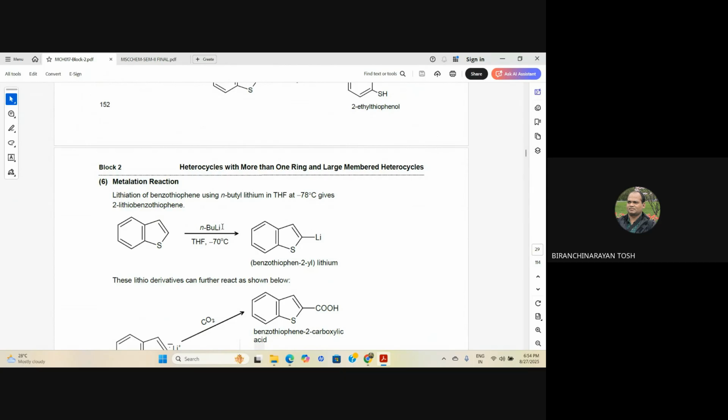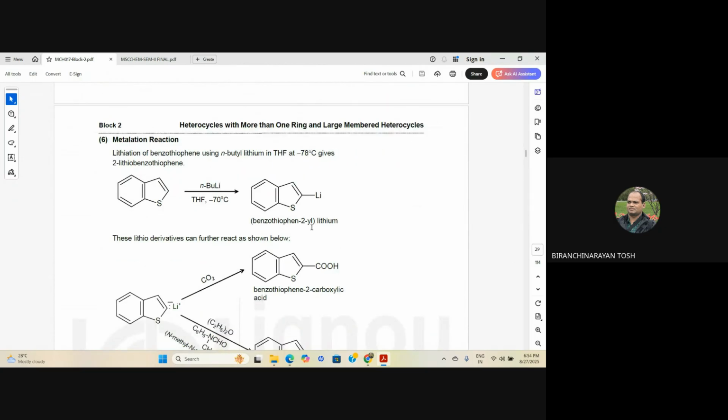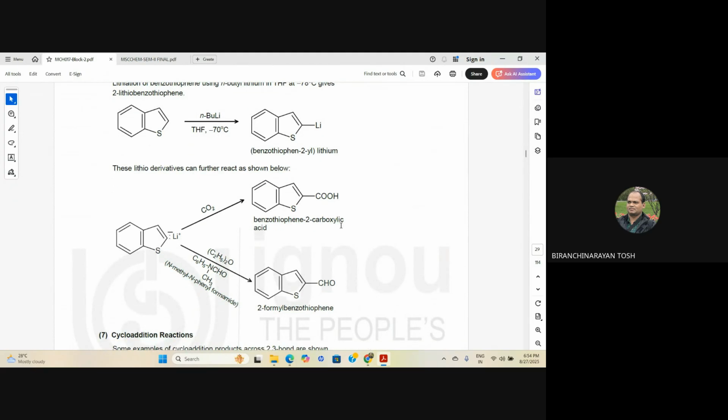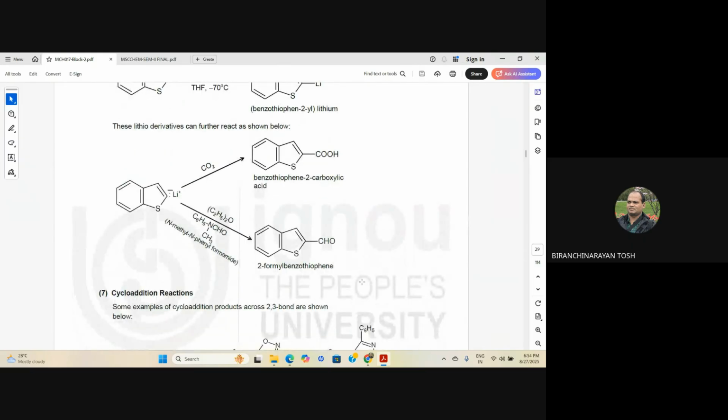Metallation reaction with n-butyl lithium. At the two position, lithium will be attached. Lithiation of benzothiophene using n-butyl lithium in tetrahydrofuran at minus 78 degrees Celsius gives 2-lithiobenzothiophene. These lithium derivatives can further react to produce carboxylic acid or aldehyde. So benzothiophene-2-carboxylic acid is formed when it reacts with carbon dioxide, and when it reacts in diethyl ether with N-methyl-N-phenyl formamide, it gives 2-formyl benzothiophene.